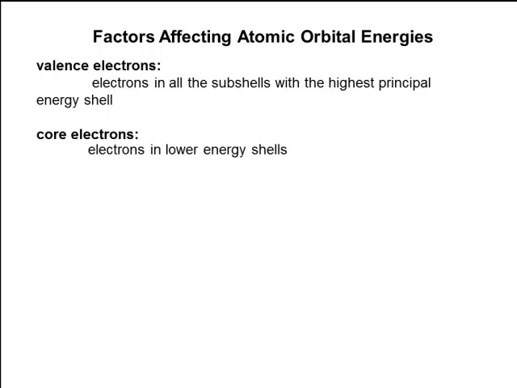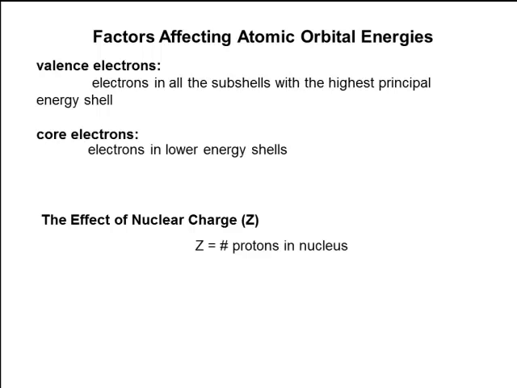Now, we need to know about valence electrons. We need to know about core electrons. We also need to know something called nuclear charge. We're going to discuss the effect of nuclear charge on these electrons and on these energy levels. So, nuclear charge is represented by Z. Z is going to be the number of protons in a nucleus.